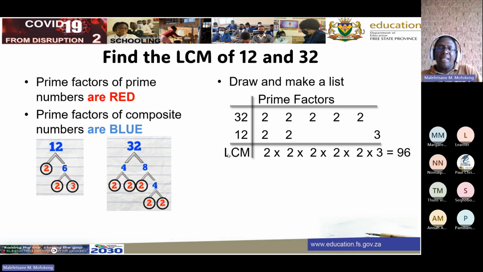But because you want the LCM, you have to take all the factors. In the first pair, we take only one 2, and in the second pair we take only one 2, and the rest we put there, and then you multiply them all, and the answer is 96, which means the LCM of 32 and 12 is 96.